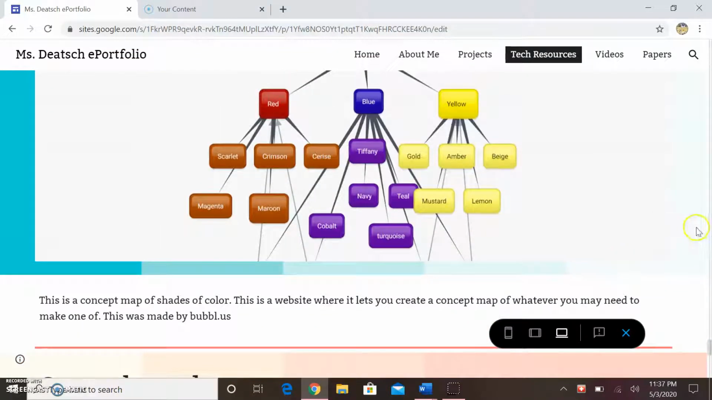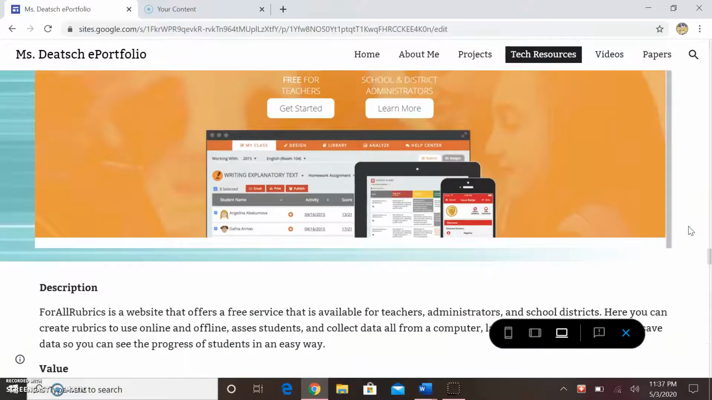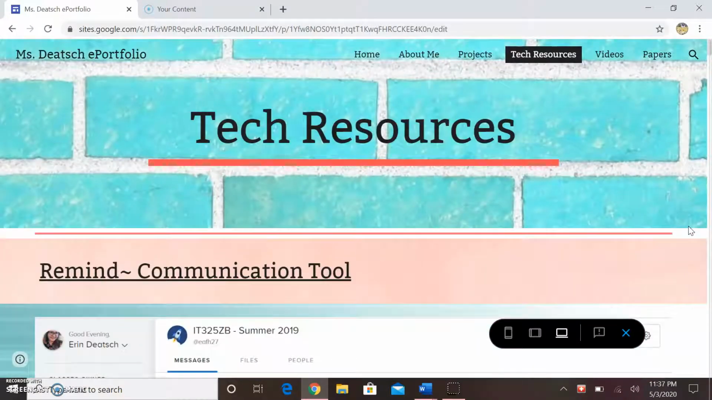There's just a lot of resources that can be used within a classroom that's not just old school and paper and pencil and students writing things on worksheets. There are so many tools that can be used to help them learn.